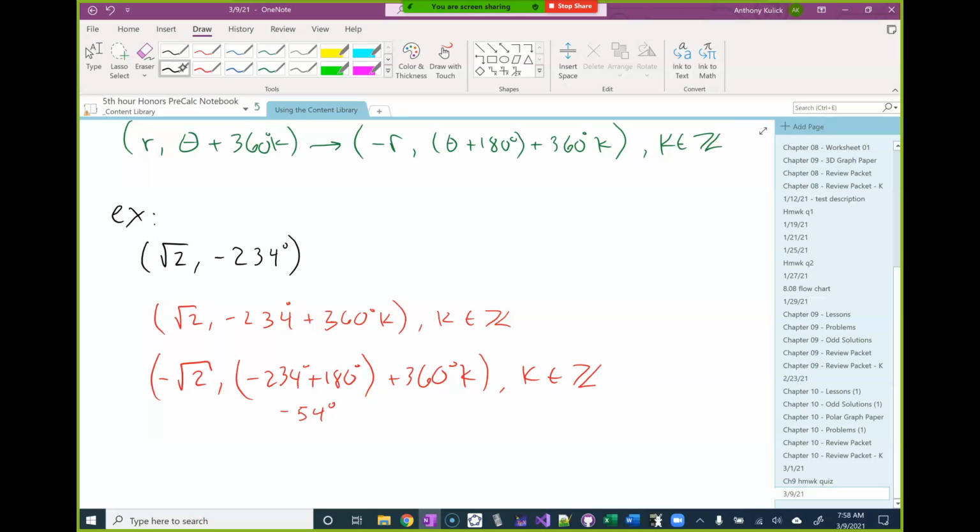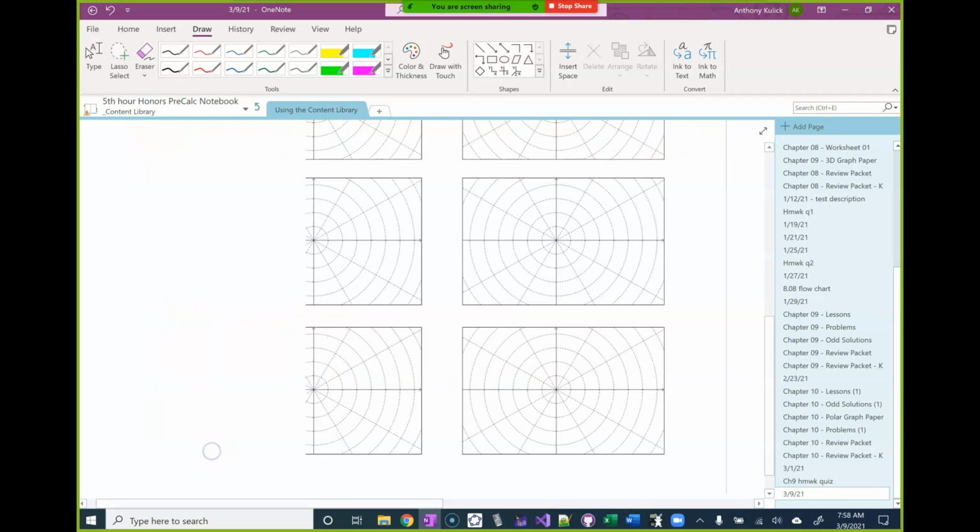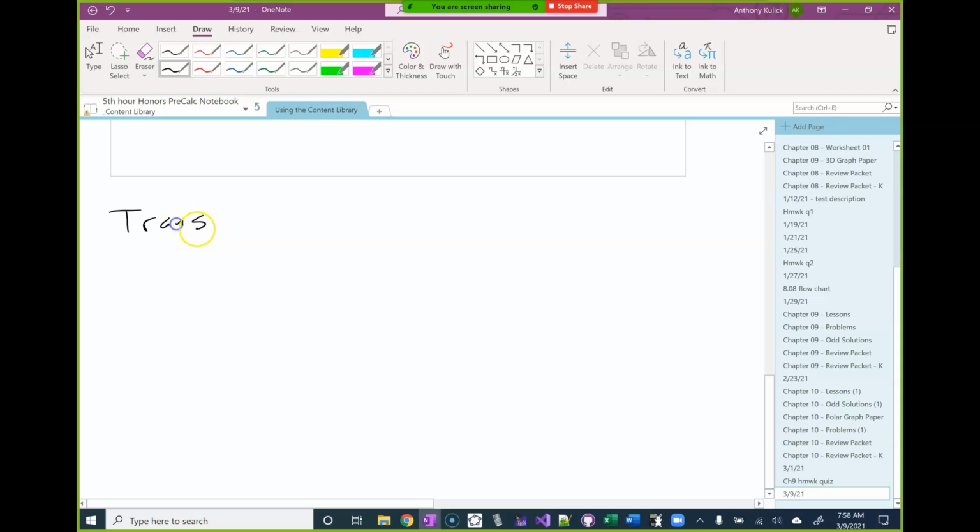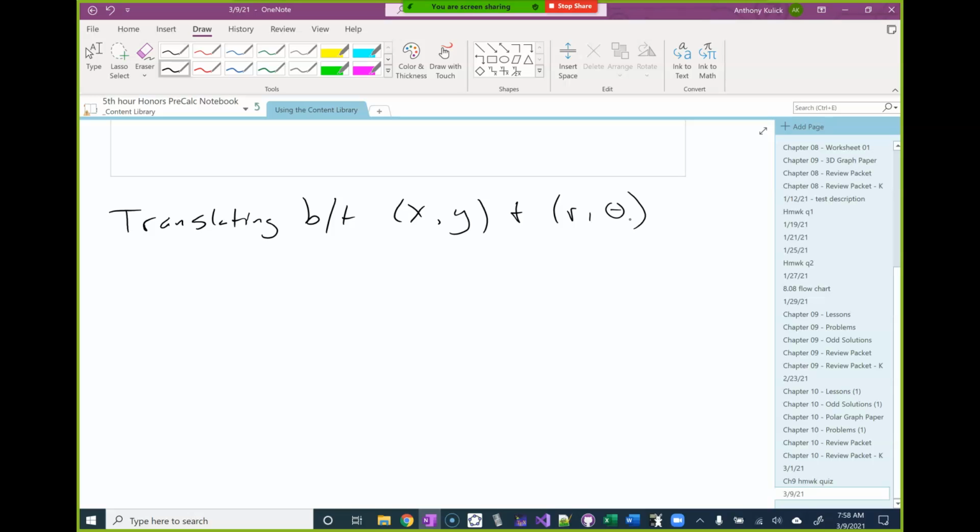Okay. So the next idea that we'll talk about is converting back and forth between rectangular coordinates, so things in the xy plane, and polar coordinates, these r comma thetas. So we're just talking about translating between xy coordinates, i.e. rectangular coordinates, or r comma thetas, aka polar coordinates. So the tools that we're going to use here are the following.